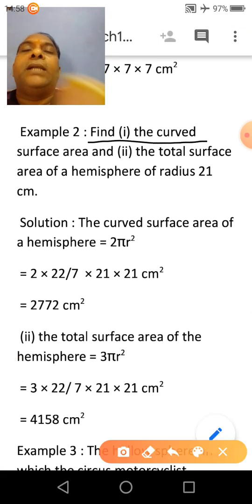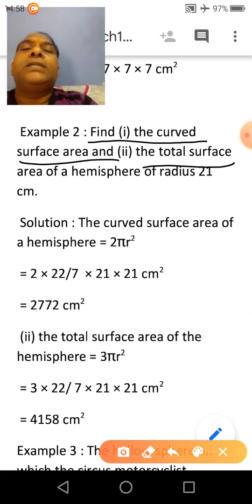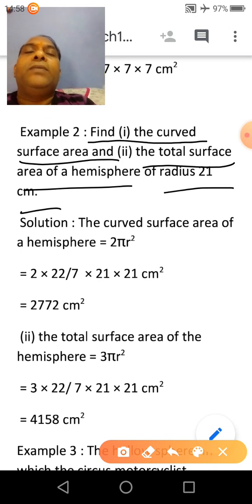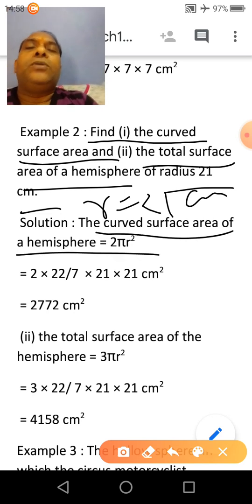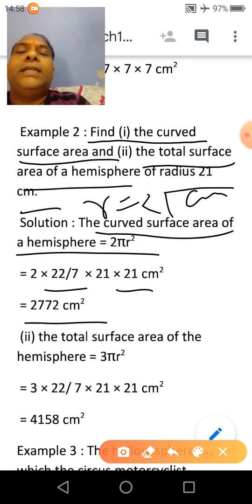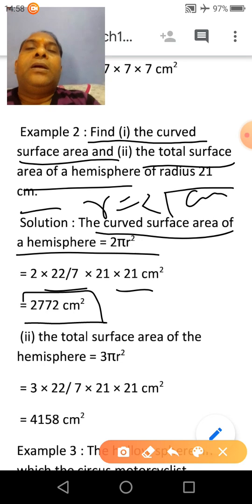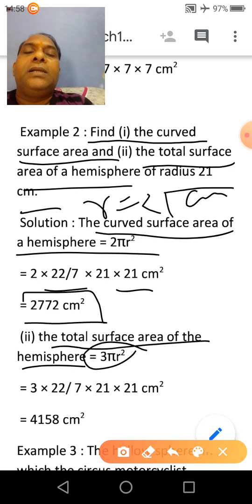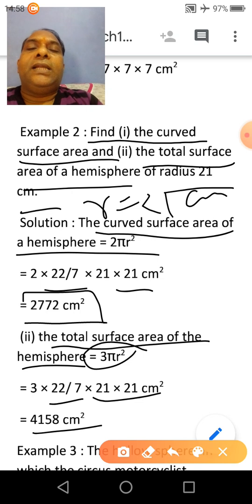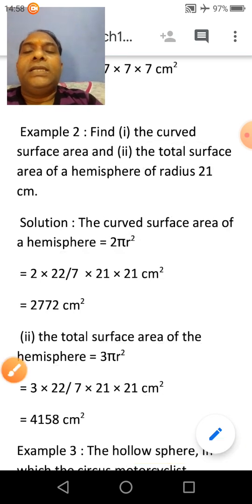Find first part curved surface area, second part total surface area of hemisphere of radius 21 centimeter. So r is equal to 21 centimeter given. We know that curved surface area of hemisphere is equal to 2 pi r square. So put the value of pi and r and solve. Then you have curved surface area of the hemisphere. Also we know that total surface area of hemisphere is equal to 3 pi r square. Now put the value of pi and r and solve. Then you have total surface area of hemisphere. Clear, students? Now see next example.